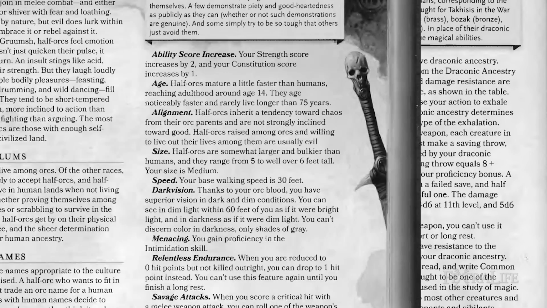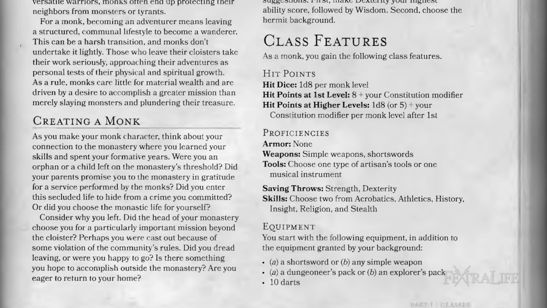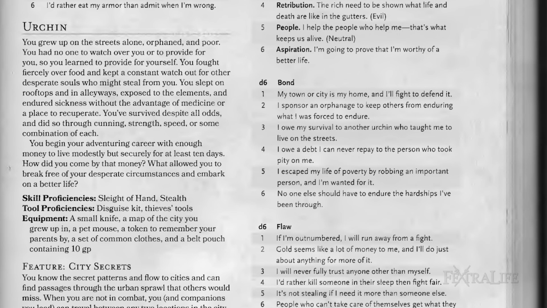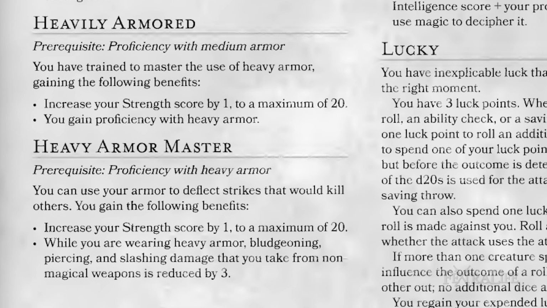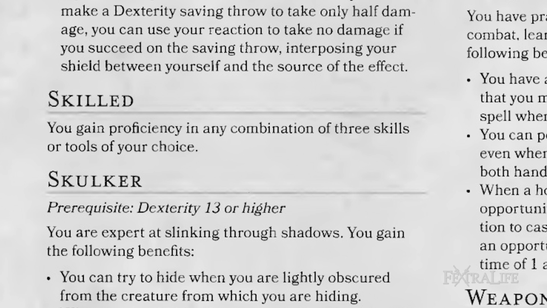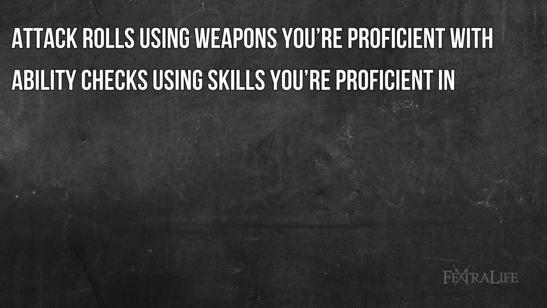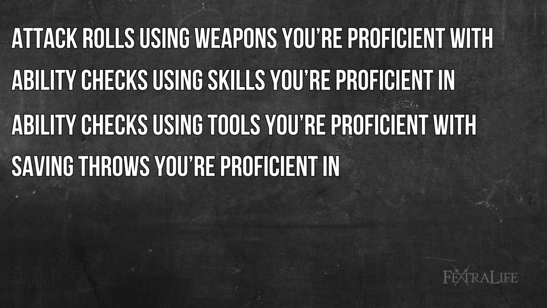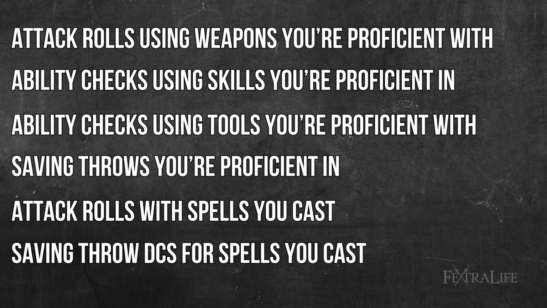Proficiency bonus is only added to the D20 rolls of things that you have proficiency in, and these are determined by the combination of your race, background, class, and feats. This means that you will not gain this bonus on all of your rolls, but instead only on the things your character is good at. The following is a list of things proficiency applies to. Attack rolls using weapons you're proficient with, ability checks using skills you're proficient in, ability checks using tools you're proficient with, saving throws you're proficient in, attack rolls with spells you cast, and saving throw DCs for spells you cast.